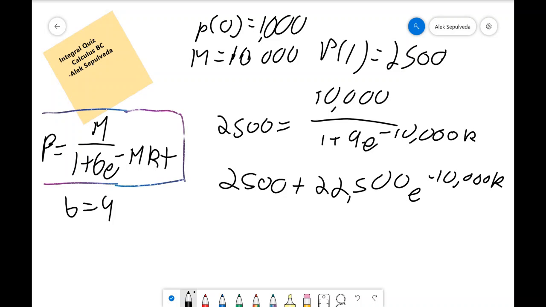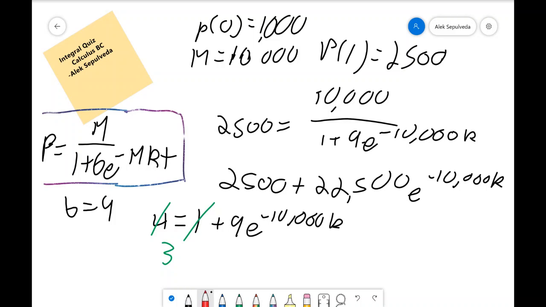Actually, let's divide first, to make things a little bit nicer. Let's divide by 2,500. We end up with 4 equals 1 plus 9e to the power of negative 10,000k. And then subtract. So you end up with 3. Then divide by 9, and then end up setting this equal to e to the power of negative 10,000k.